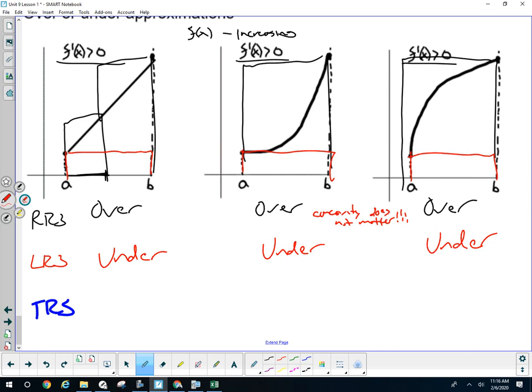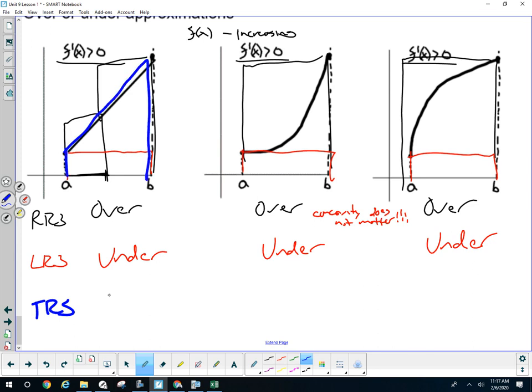Trapezoidal Riemann sums, will it be consistent? Find out whether you are over or under or something else for all three of these. Go. Well, I don't want to say consistent. I want to say over, under, or... Exact. Yes, there you go.